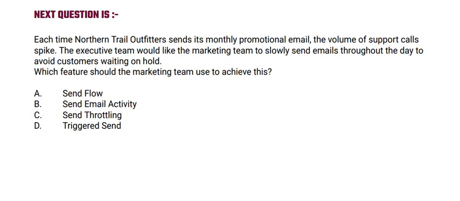Options are option A, send flow, option B, send email activity, option C, send throttling, and option D, triggered send. The correct option is option D.